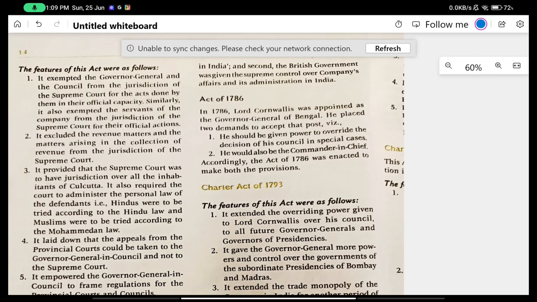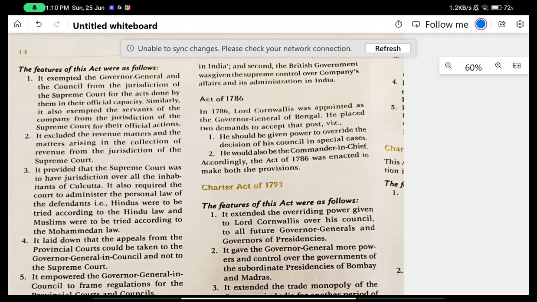Fifth point is, the board of control and its staff to be paid out of Indian revenue. So up until now, the British government were paying them from Britain's fund, but now they said that whatever revenue we collect from India, some portion of it would be given to the members of the board of control as their salary.